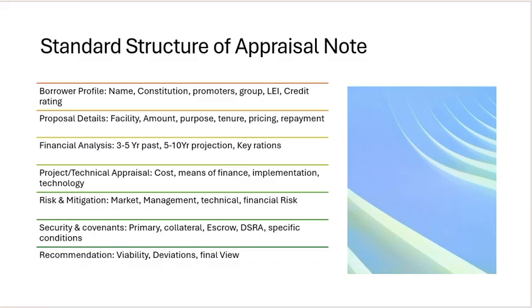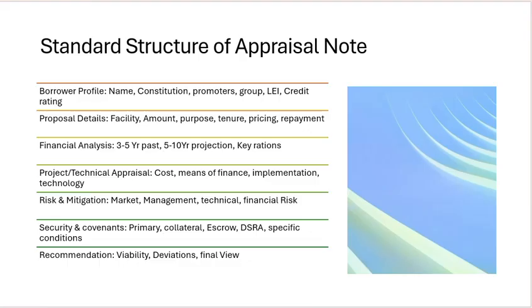Then the security and covenants. So primary and collateral securities, and what the covenants are for that project. If anything unexpected happens, how much will the DSRA account contain? It contains 6 months of principal or interest, or 3 months, or yearly, and there are specific conditions that need to be fulfilled by the borrower or the lender. Escrow mechanism, waterfall mechanism: how the funds will move.